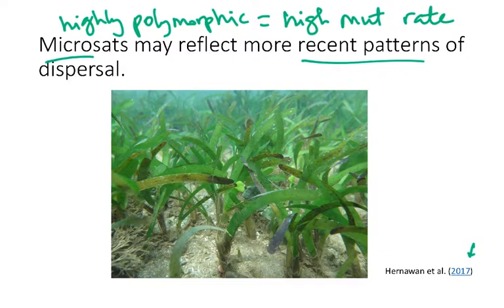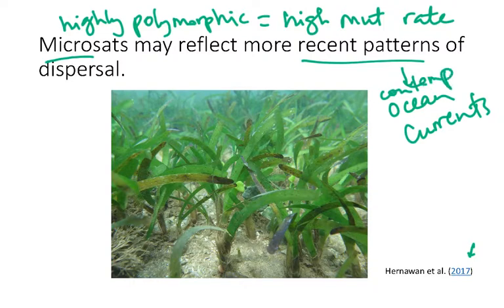And so they also in this study used different types of markers. They used SNPs, they used microsatellites, and what they found was that when they used microsatellites, those data seemed to reflect these recent patterns of dispersal that would be happening from the contemporary ocean currents. So again, overall, SNPs seem to be best, but if you are specifically interested in looking at individuals that may have dispersed very recently, microsatellites might be better for that type of info.